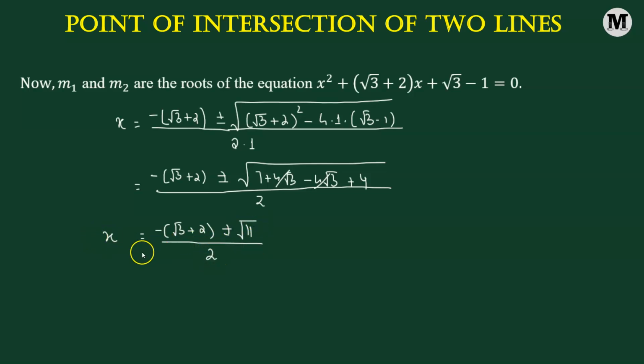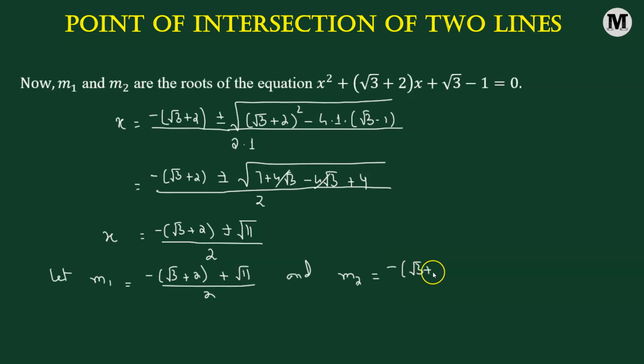So that's going to be x. So here we have obtained two values of x. Let us suppose that m1, which is going to be one of the roots, that means we can say m1 is actually x only. We're going to consider negative square root of 3 plus 2 plus square root of 11 over 2 to be m1, and we'll consider m2 to be equal to negative square root of 3 plus 2 minus square root of 11 over 2. Okay, so we have obtained the value of m1 and m2.